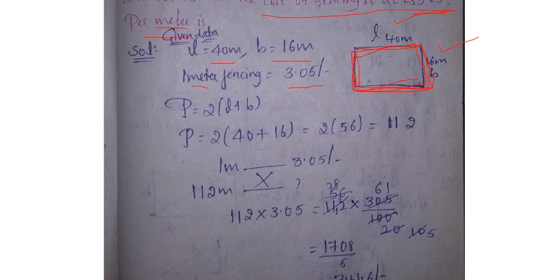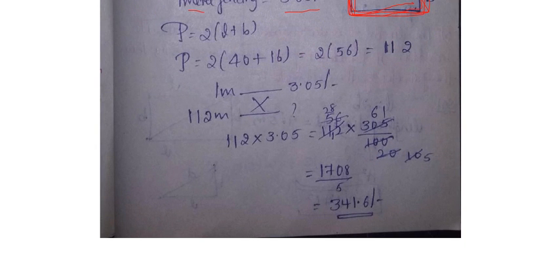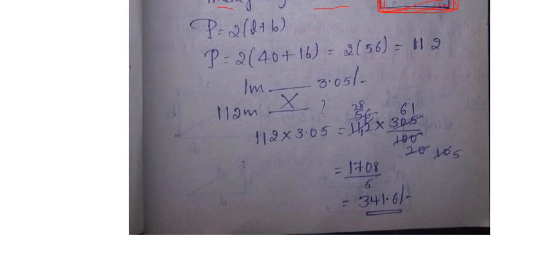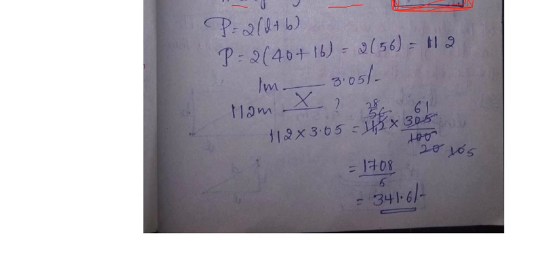305 divided by 100. After the point, how many zeros are there? That many will be there in the denominator. After the point, 2 zeros are there, so I wrote here after 1, 2 zeros. That is 100. If you do cancellation, what are we getting? See, 1708 by 5. If we do this division, we will get the value 341.6 rupees. So the cost for fencing 112 meters is 341.6 rupees, friends.